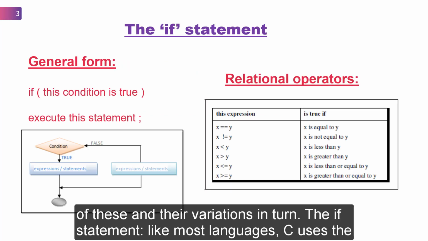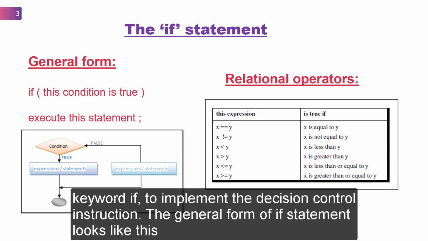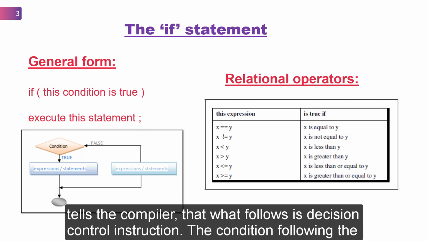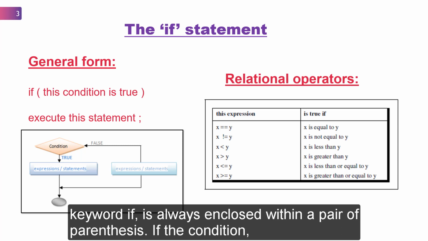The if statement. Like most languages, C uses the keyword if to implement the decision control instruction. The general form of the if statement looks like this: if this condition is true, execute this statement. The keyword if tells the compiler that what follows is a decision control instruction. The condition following the keyword if is always enclosed within a pair of parentheses.